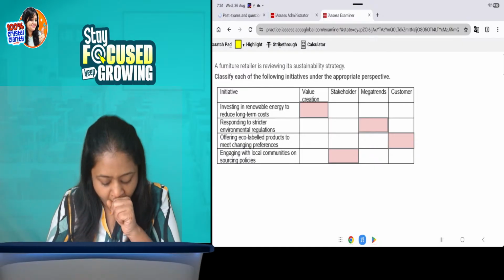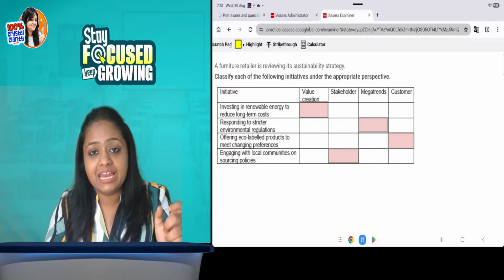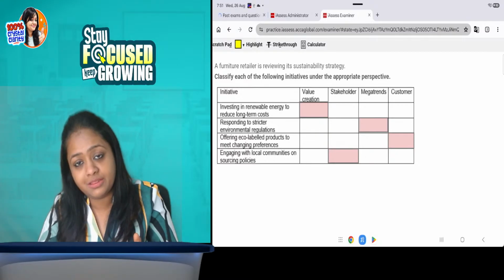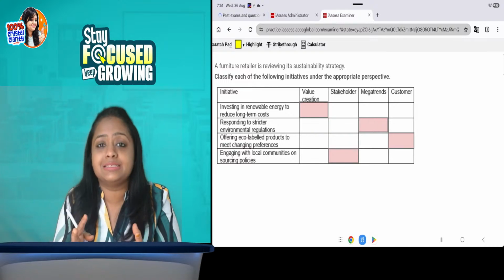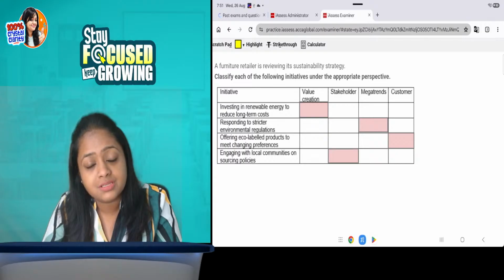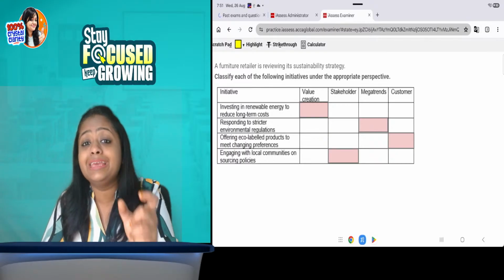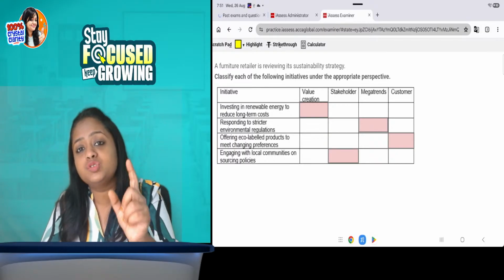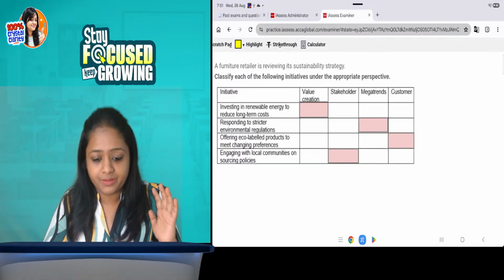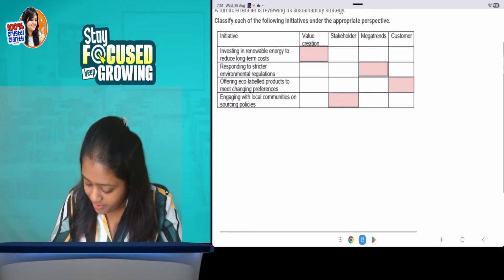Third, preferences and eco-friendly products. Who is more interested? Customer, I linked it with him. And fourth, community as a large, public at large, government at large are the stakeholders. Always look for the keywords, and that will help you solve the theory questions with utmost comfort. Okay, now let's move on.